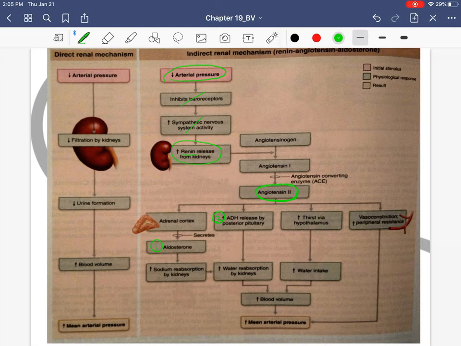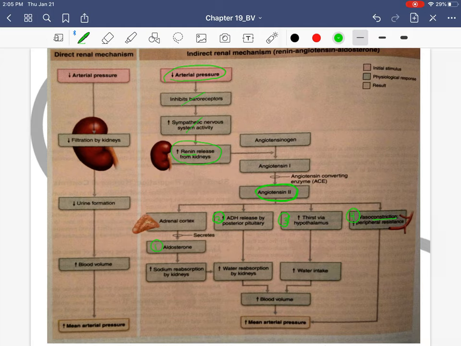Angiotensin 2 also causes a release of ADH, or antidiuretic hormone, which goes to our kidneys and tells them to absorb more water, retain more water. By retaining more water, my blood volume goes up, which increases my blood pressure. Thirdly, angiotensin 2 stimulates our thirst center in our brain, makes us thirsty. If I bring more fluid in by drinking it, I increase blood volume, which increases blood pressure.